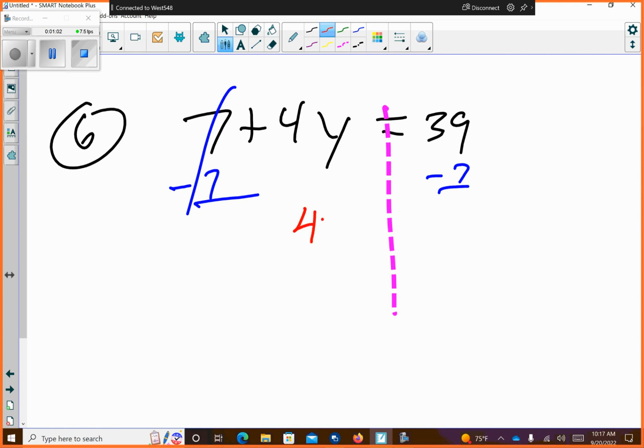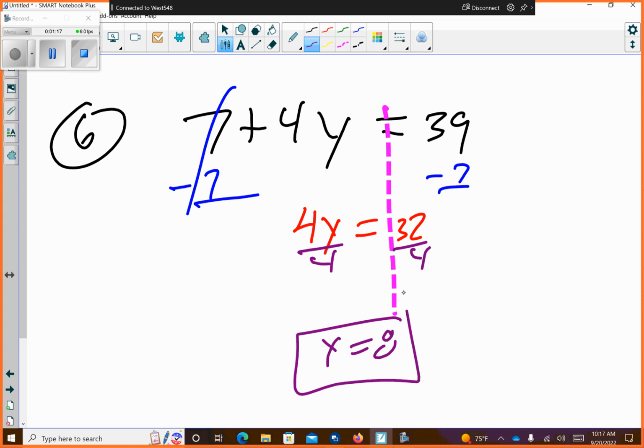So that's going to give me 4y equals 39 minus 7. 39 minus 7, 32. Thank you. Divide each side by 4. So y is equal to 8. That okay? What other problems did you see that I can help you with?